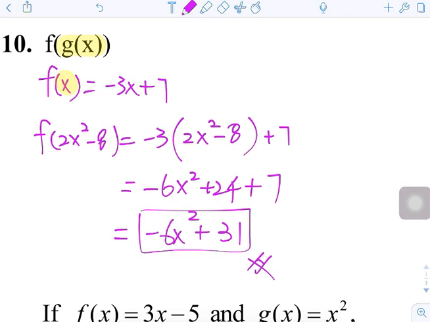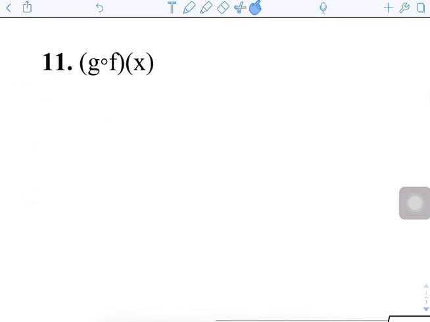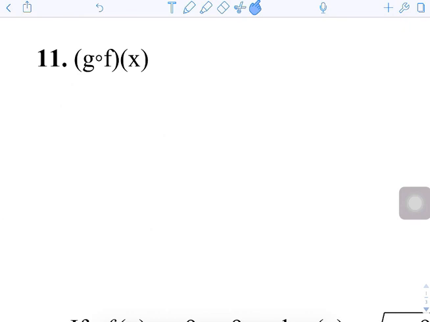Okay, so again, the same process. All I did is I highlighted every single time I see x, no longer x. Okay, let's try number 11. Oh, this is f of g.